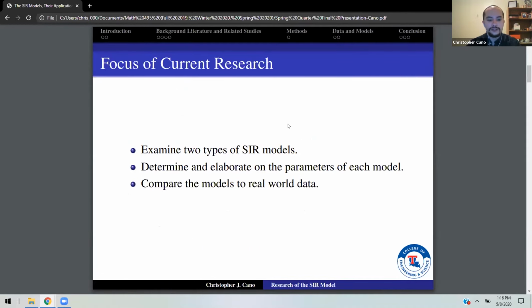So the first focus of this research is to examine two types of SIR models. The two that we'll see in this presentation are the Kermack-McKendrick and the SI models. Then we're going to determine and elaborate on the parameters of each model. So this includes the infection and recovery rates. And then we're going to compare the models to some real-world data. Some real-world data that I have is HIV and COVID-19.